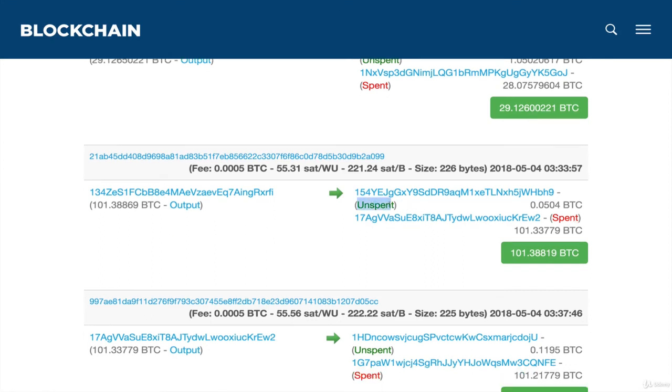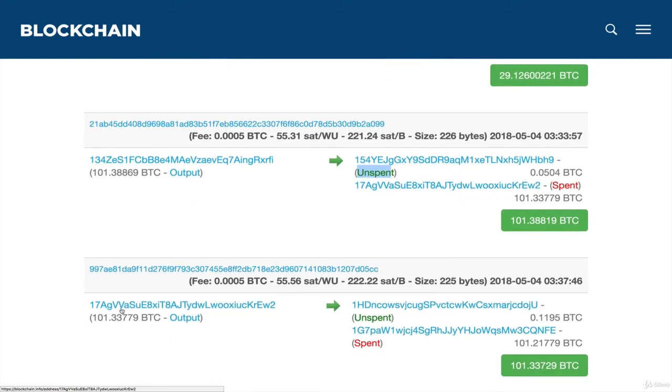It's still sitting in the address, starting at 154YEJ. And then the bottom half, the 101, has already been moved. And it actually looks right below it like it's moved immediately. So the transaction right below, 17AGW, or is that 2 V's, is moved to a new place. And then they have 0.11 unspent and 101 spent.